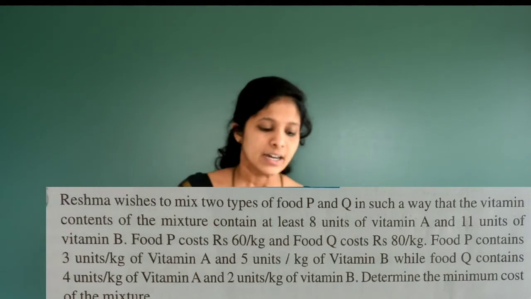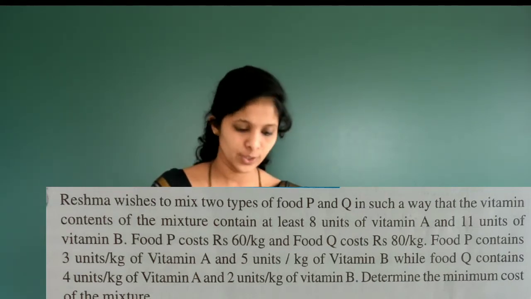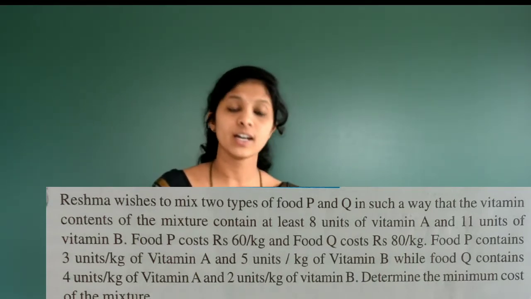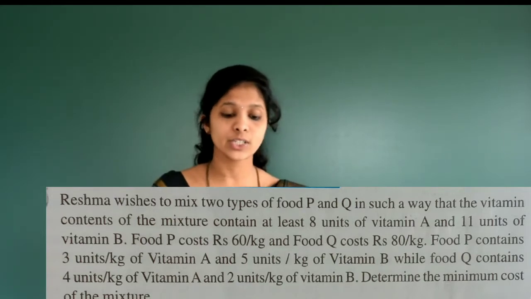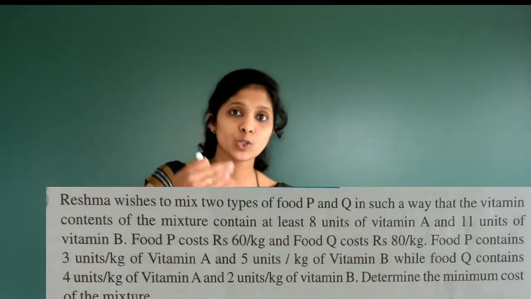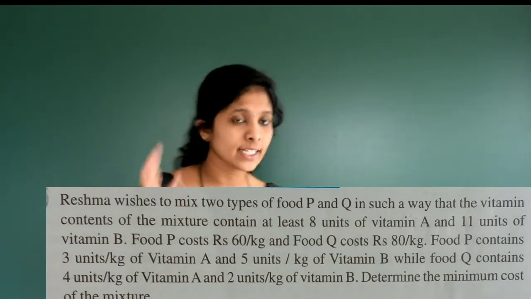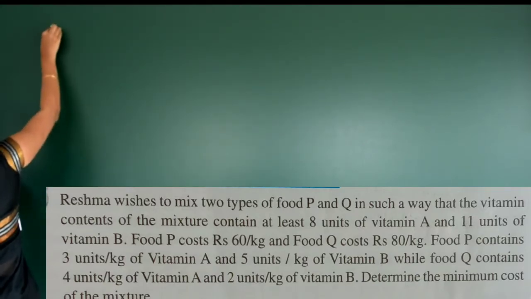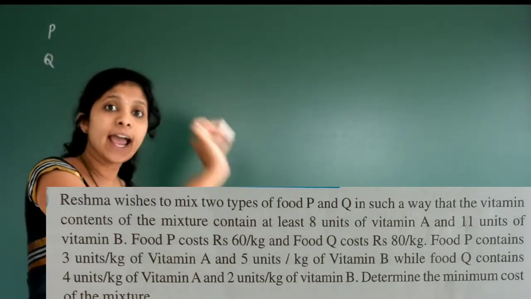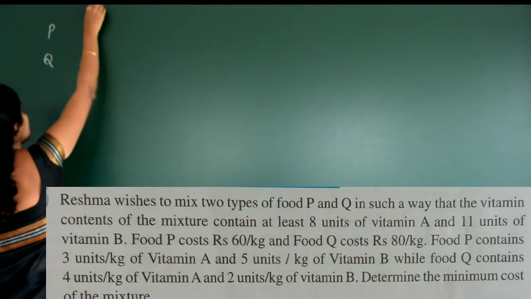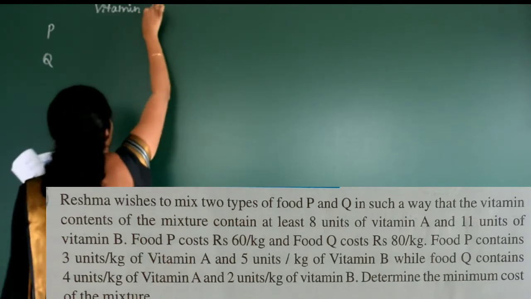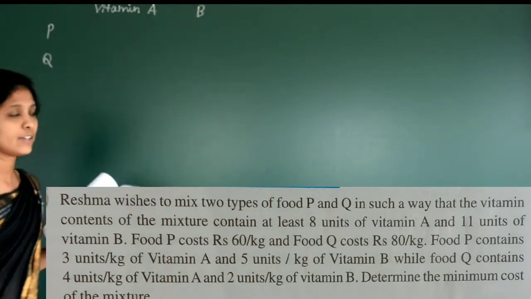It is given that Reshma wishes to mix two types of food, that is P and Q, in such a way that the vitamin contents of the mixture contain at least 8 units of vitamin A and 11 units of vitamin B. So what are the two types? She wants to mix two types of food, P and Q. Let us consider this is food P and this is food Q, and these two foods should contain vitamin A and vitamin B. So we'll write here, this is vitamin A and this is B. Is it clear?